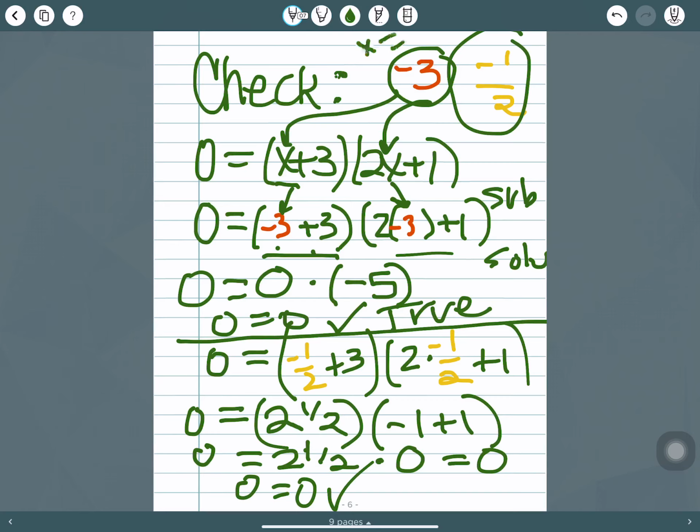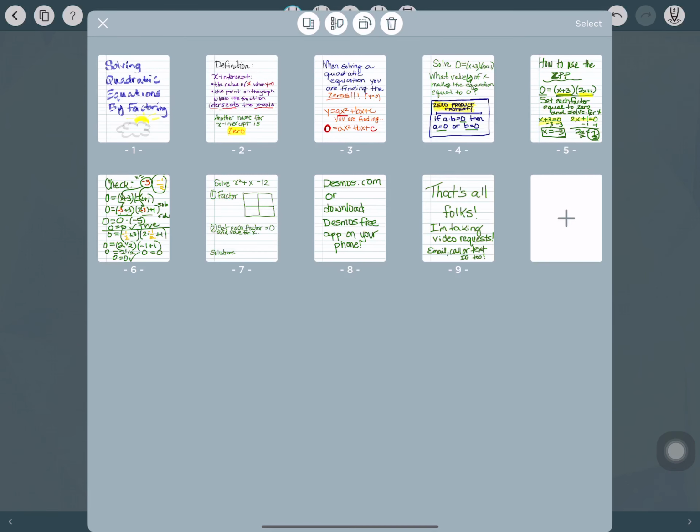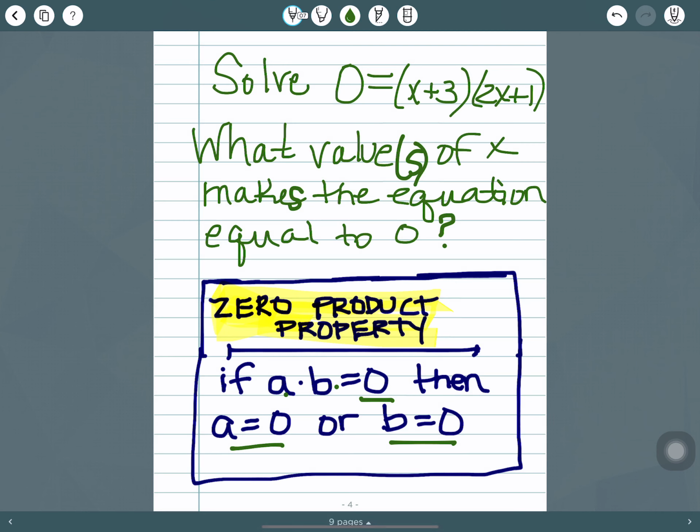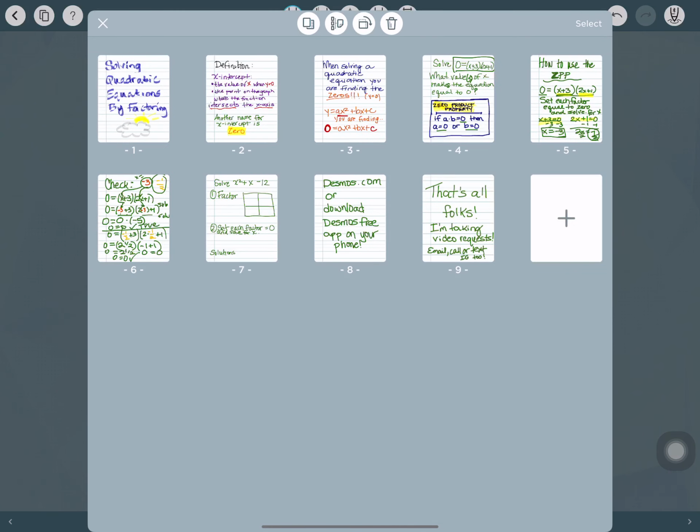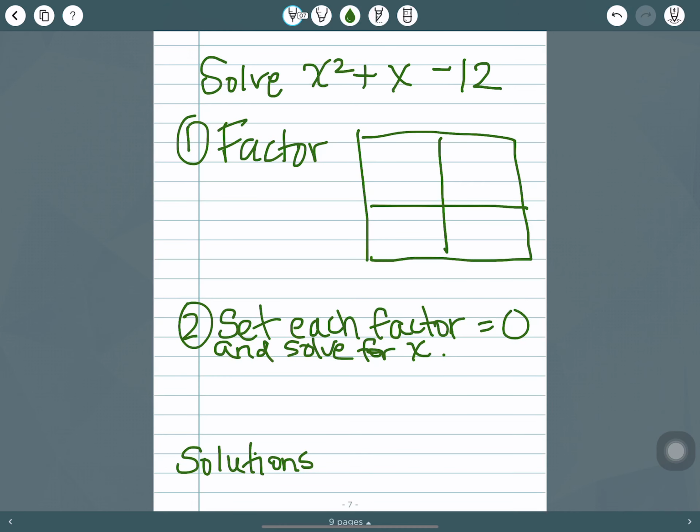I'm sorry, negative 1/2. All right, so that example that we just did, with a solution of negative 3 and negative 1/2, was already in factored form. So that's the easiest case scenario. If it's not already in factored form, then we want to solve that. So the first thing we want to do is get it into factored form.